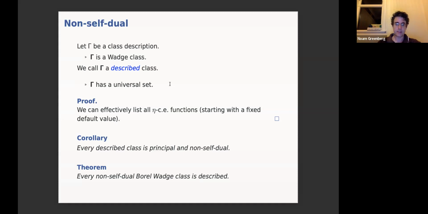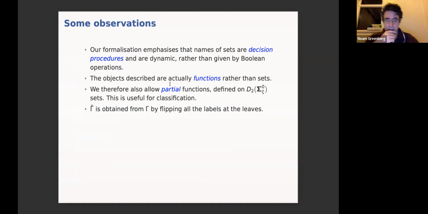The main theorem is that every non-self-dual Borel Wadge class is described. And I've been mentioning these things as I went, but I wanted to reiterate that while these descriptions in some sense appear in work by Louveau and Saint-Raymond, we think about them differently. We think about them as being dynamic procedures of decision rather than describing sets given by Boolean operations, the sets of the form, the intersection of that with the union of that, and so on.